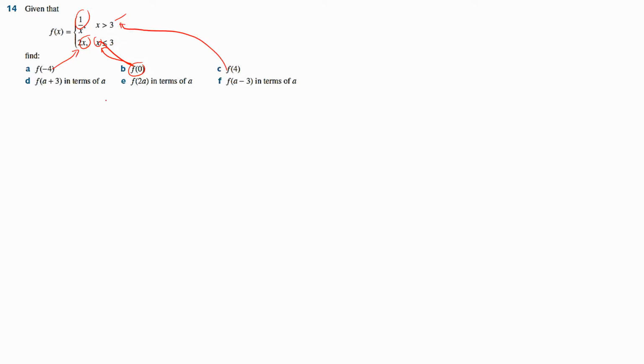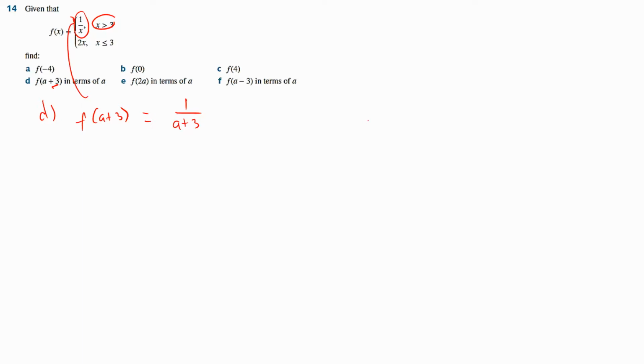equation. Now f of a plus 3 in terms of a. All you're doing is just substituting this into the equation, and you want f of a plus 3. If it's a plus 3, which one do you sub in? Well, clearly, if you add a to 3, it has to be more than 3. So you obviously substitute in this one. So d would be f of a plus 3, and you're substituting into this one, so it's 1 over, instead of x, you now have a plus 3. Okay, that's what it means.